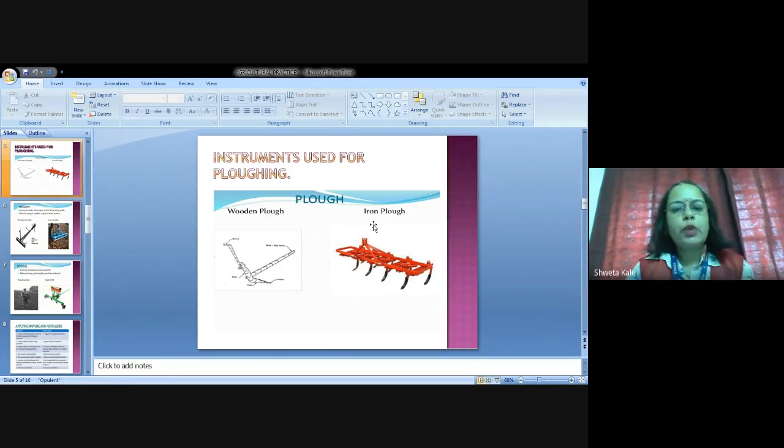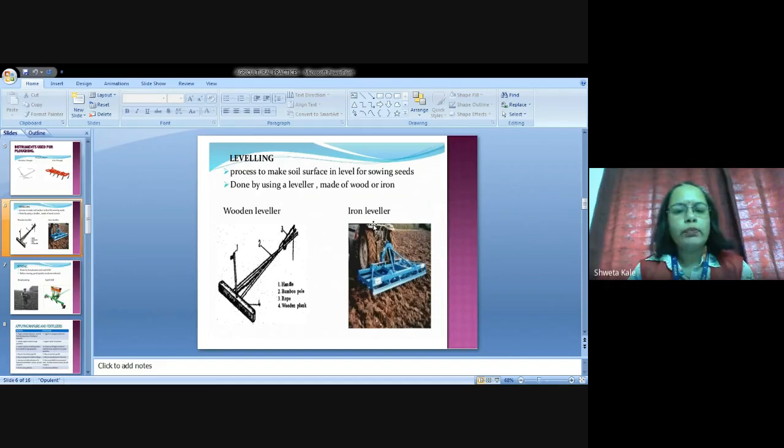Next one is leveling of the soil. Once the soil is loosened, there will also be big blocks of soil. So we will be breaking those big blocks and we will be leveling the soil. Leveling the soil will give us uniformity when we will be sowing the seeds. So it will give the land a uniformity for the growing of the crops. So leveling is done to make the soil ready for sowing of seeds.